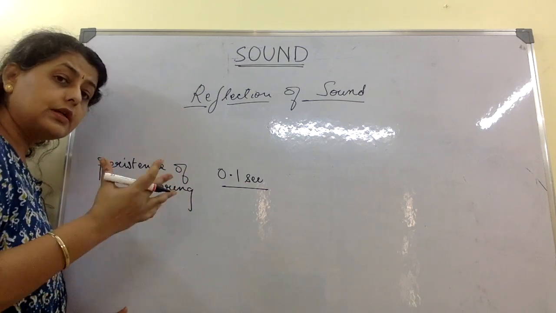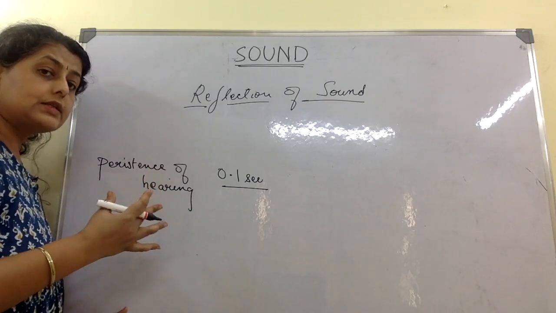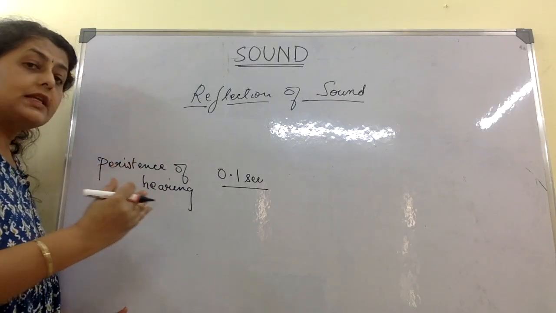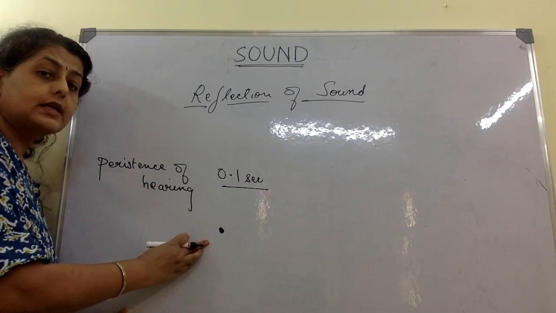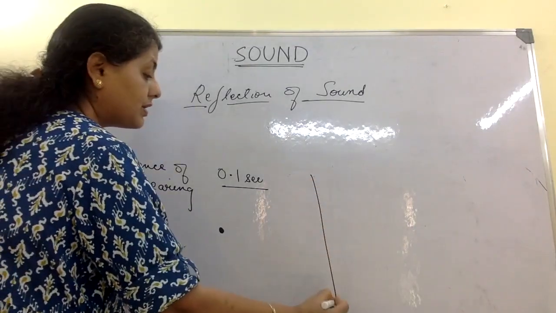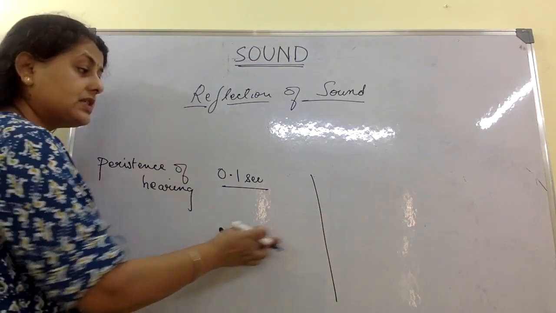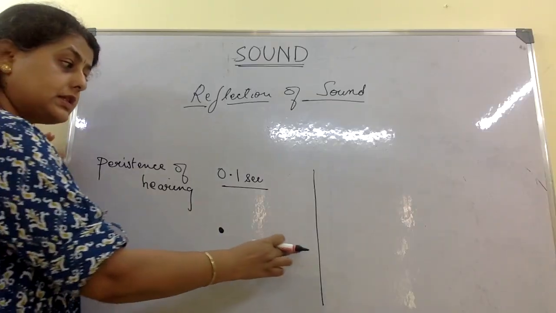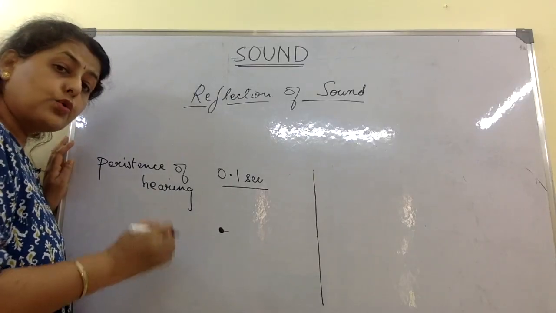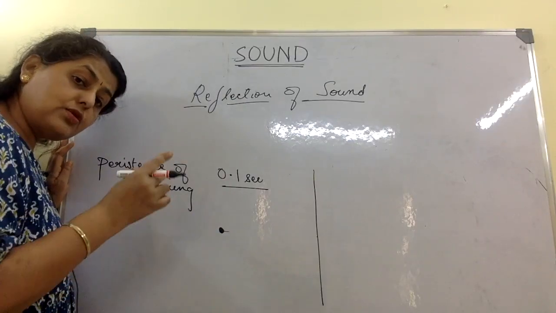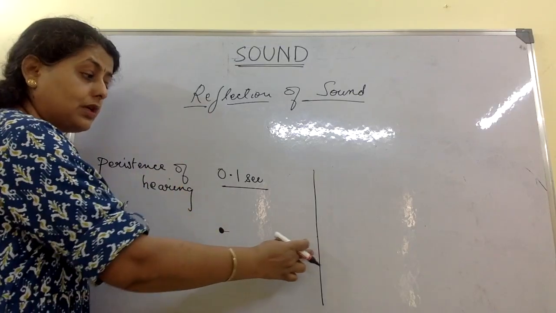Okay, not that we don't hear it, but we don't understand it. So that is why we need a minimum distance. If this is the place where I'm standing and I talk here, there has to be a minimum distance after which the echo reaches my ear. If this is the obstruction, there has to be a minimum distance. Only then do I get that 0.1 second to understand the previous sound and then to hear the echo.